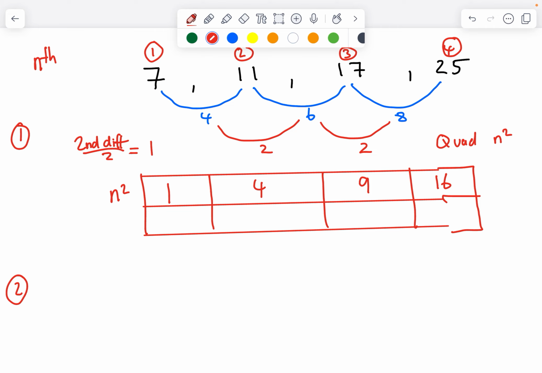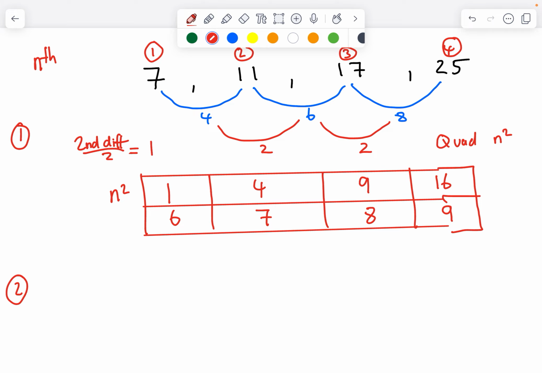Now I'm going to subtract my n squared term from my sequence and see what I'm left with. So 7 take away 1, I've got 6. 11 take away 4, I've got 7. 17 take away 9, I've got 8. 25 take away 16, I have got 9. Right, so now this, as you can see, the difference between each term is 1. This is a linear sequence.